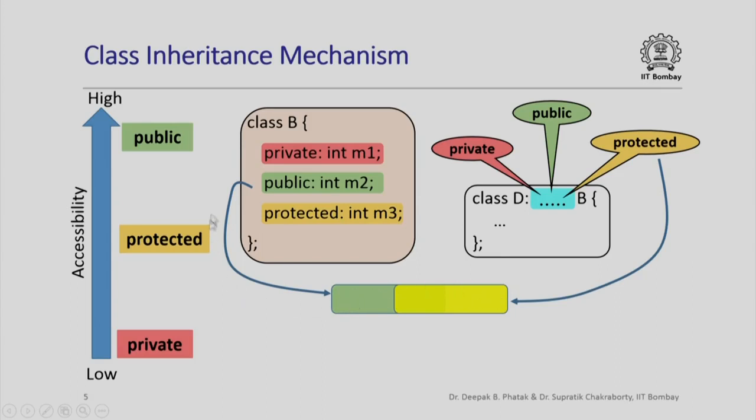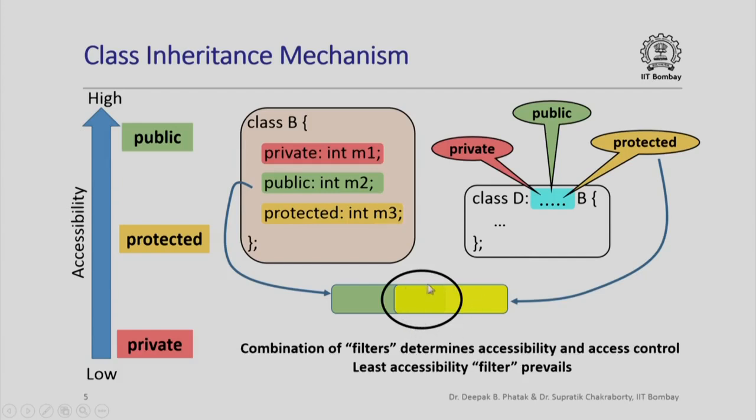This filter is associated with the declaration of the data member inside the base class, and this filter is associated with how the derived class is derived from the base class, how it inherits members from the base class. And it is really the combination of these two filters that is going to determine the accessibility and access control of members like M2 inside the derived class D.